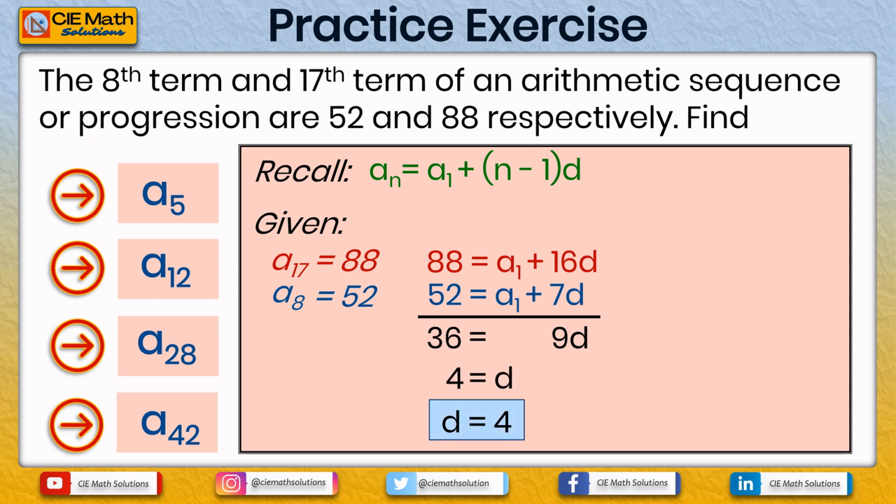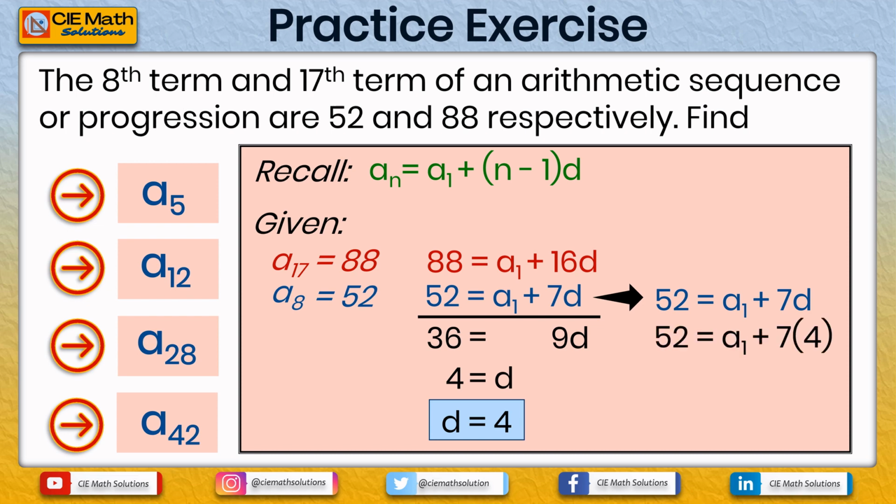To find the value of a1, we will use the second equation, 52 equals a1 plus 7d. The value of d here is equal to 4, so the equation then becomes 52 is equal to a1 plus 7 times 4. 52 is equal to a1 plus 28, multiplying 7 times 4. That will give us the value of a1: 52 minus 28, which is equal to 24.